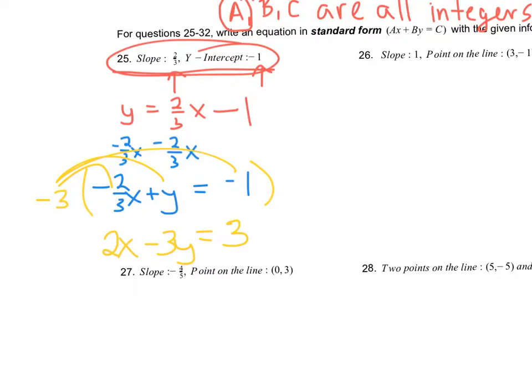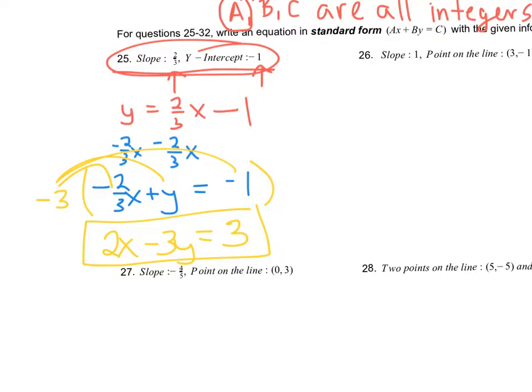All right, so that is standard form for that first equation. So that's one method. You could write it in slope-intercept form first and then change it into standard form like I've done.